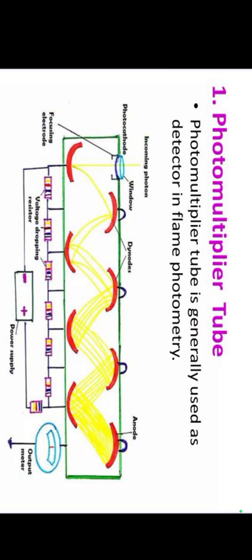The working: the radiation falls on the photocathode and releases electrons, and those released electrons strike the dynode, causing multiplication of the electrons in the ratio of 10 raised to n, where n means the number of electrons present in the dynode. Here the light radiation is converted into an electrical signal. This is the working process of the photomultiplier tube.